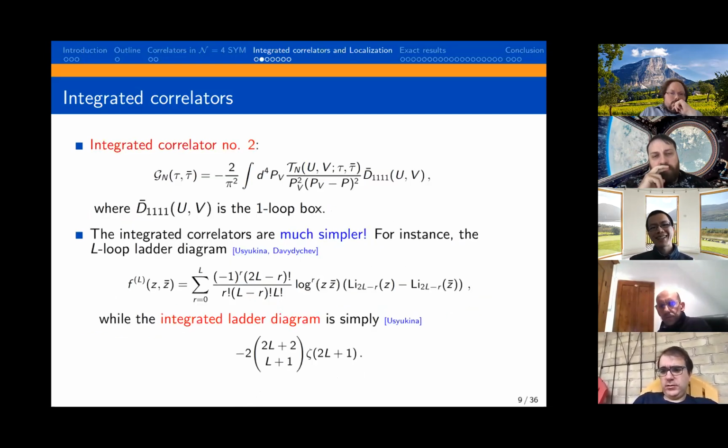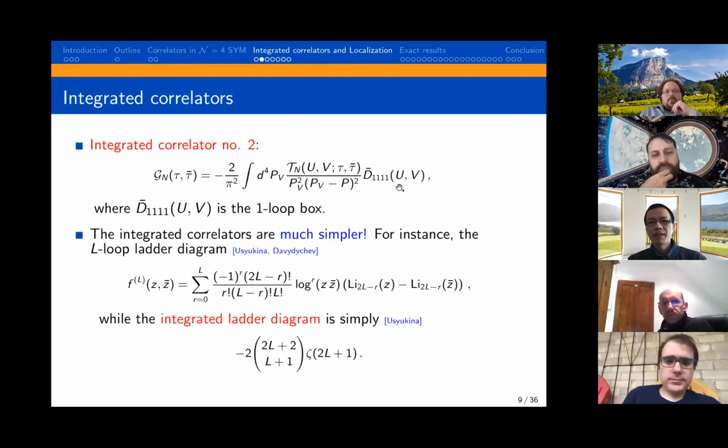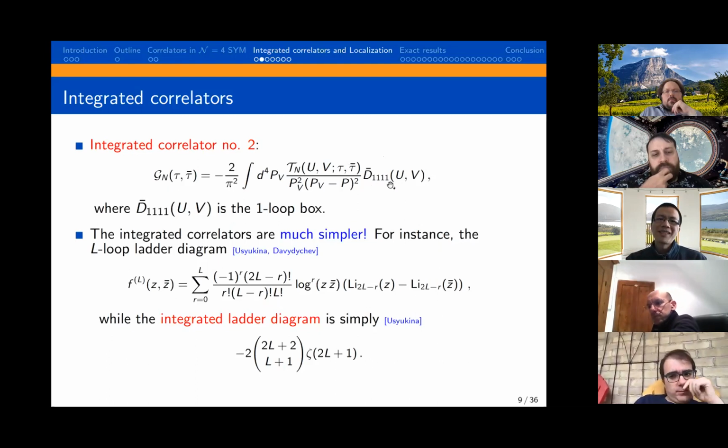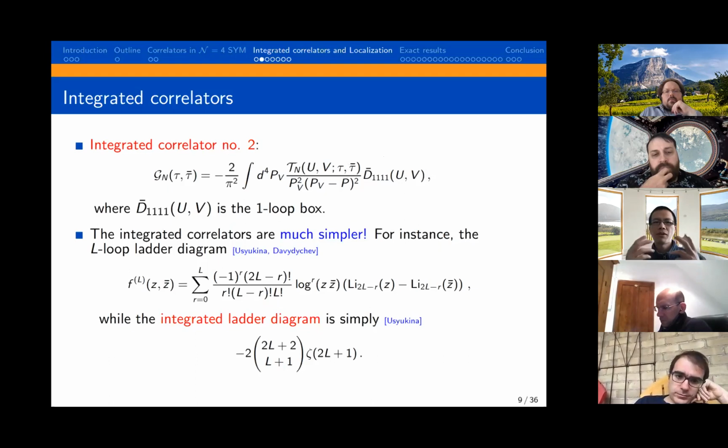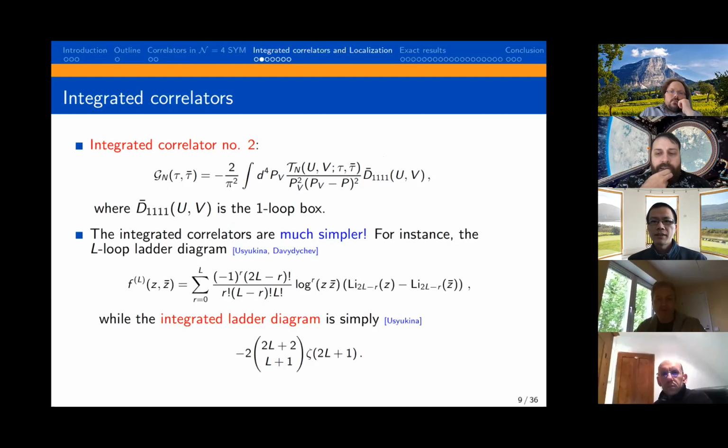Then there's a so-called second integrated correlator, almost the same, but you insert another object I call D111. I took this from the original paper. This is the so-called D function, if you're familiar, from AdS. But D111 is simply a box integral. So just insert another box. That's it. Is it finite? Yeah, it's finite. I even gave an example here.